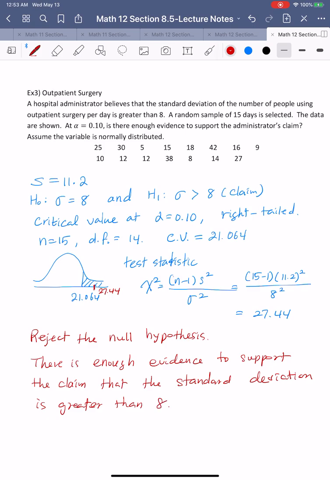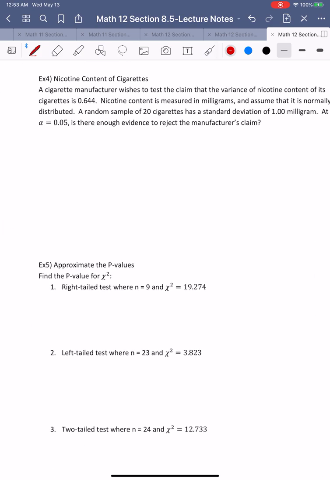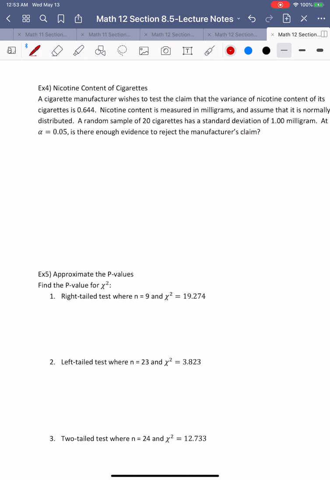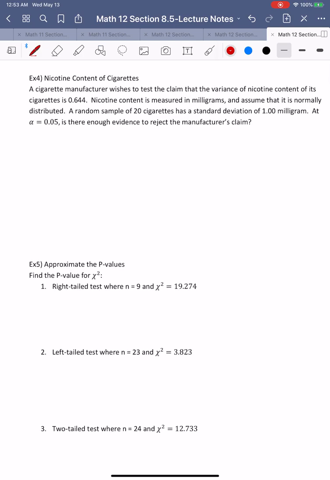All right, let's look at another example. Okay, all right, next problem. Nicotine contents of the cigarette. A cigarette manufacturer wished to test the claim that the variance of the nicotine contents of its cigarettes is 0.644. Nicotine content is measured in milligrams and assumed to be normally distributed. A random sample of 20 cigarettes has a standard deviation of 1.00 milligram, and alpha equal to 0.05. Is there enough evidence to reject the manufacturer's claim?